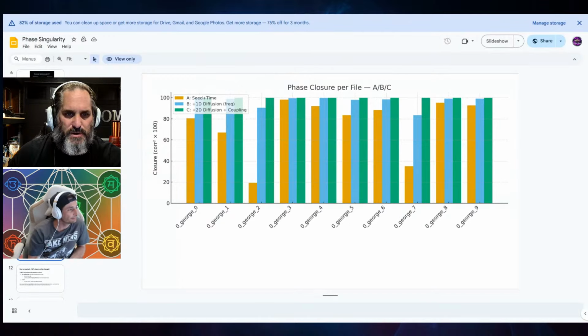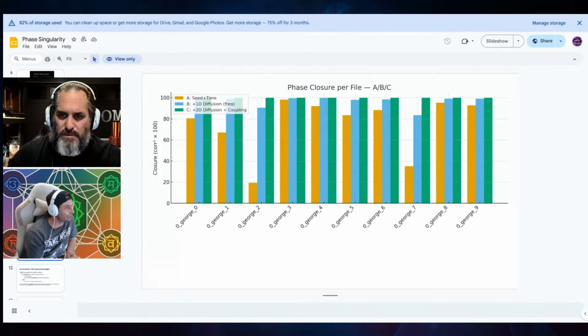Oh yeah, there's a big change in all of them, isn't there? Yeah, sometimes the seed and the time is not as important as the diffusion. And then with noise purposely added, the four stabilizers become where the most work is being done. Nice.